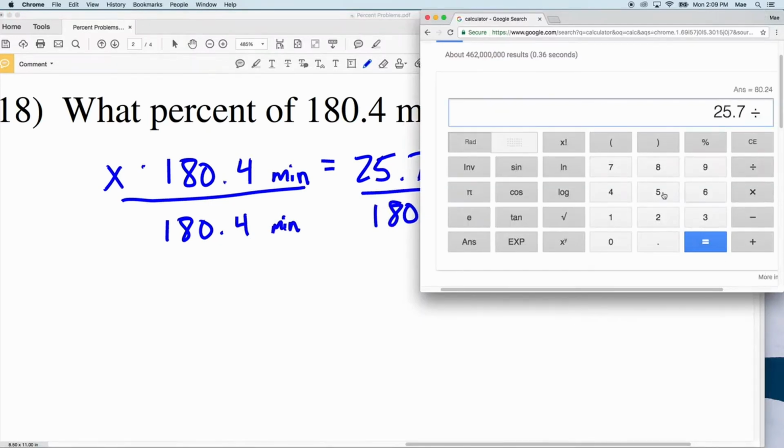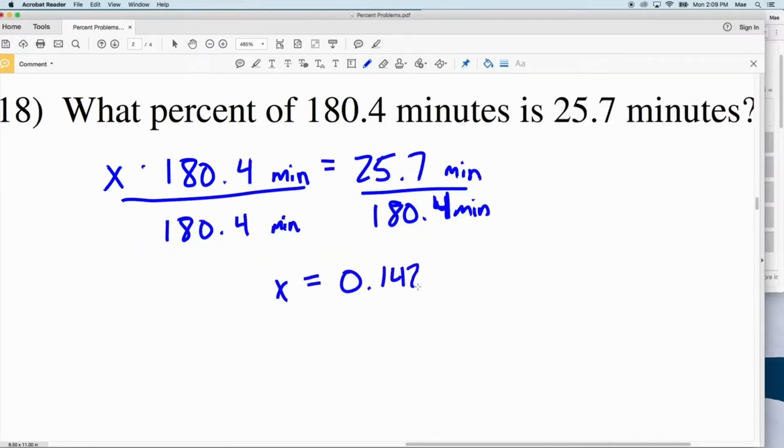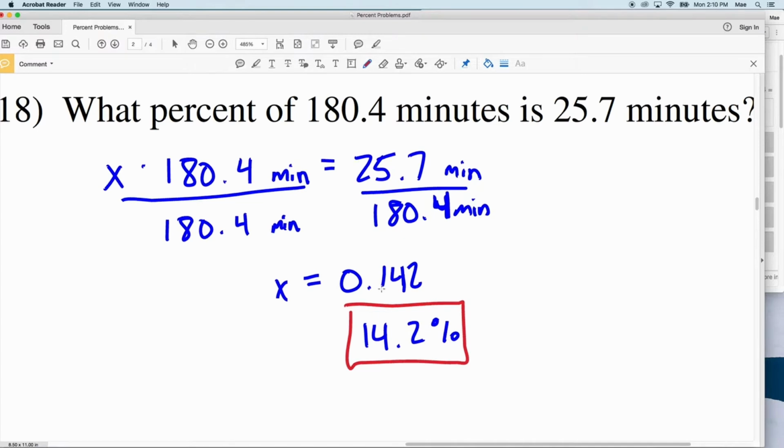25.7 divided by 180.4 is going to be 0.142, which when multiplied by 100 will be 14.2%. 14.2% of 180.4 is 25.7.